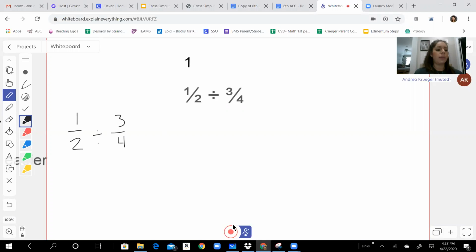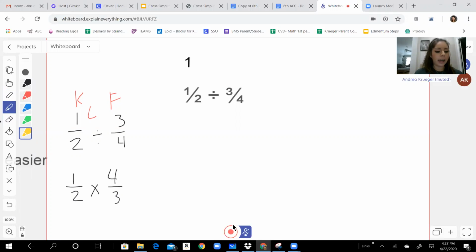So 1/2 divided by 3/4. We know to do K, keep change, flip. So I have 1/2 times 4/3. Okay, it's at this point that it takes a few seconds to ask yourself, can I simplify? And it's called cross simplify. Can I make any changes? And that's what we're going to do.